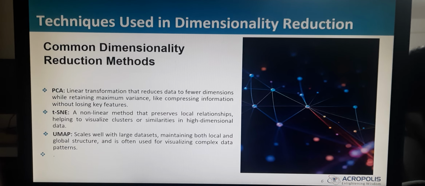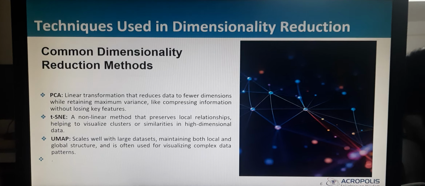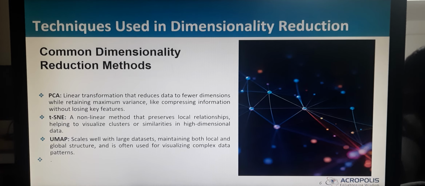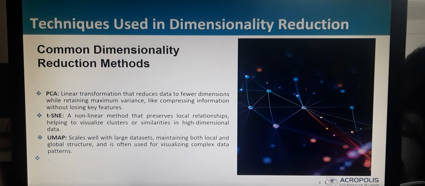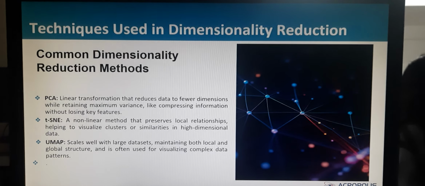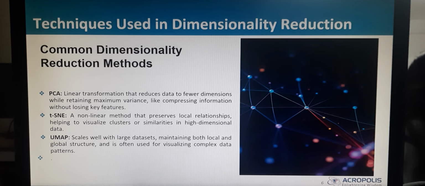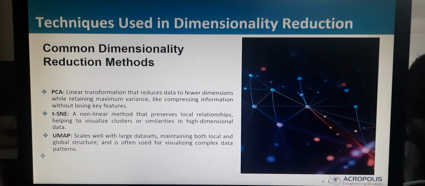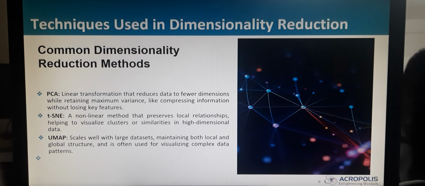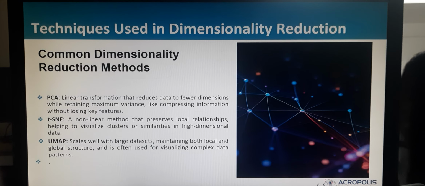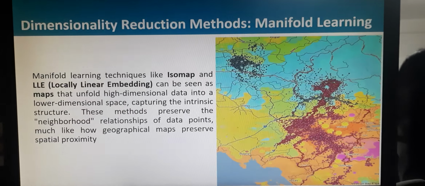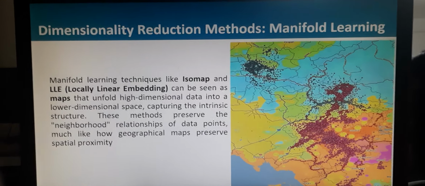Techniques used in dimensionality reduction. Common dimensionality reduction methods are PCA, a linear transformation that reduces data to fewer dimensions while retaining maximum variance, like compressing information without losing key features. t-SNE is a non-linear method that preserves local relationships, helping to visualize clusters or similarity in high dimensional data. UMAP scales to large data sets, maintaining both local and global structure, and is often used to visualize complex data patterns.